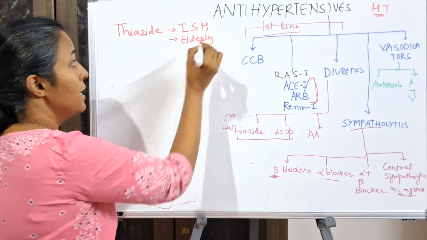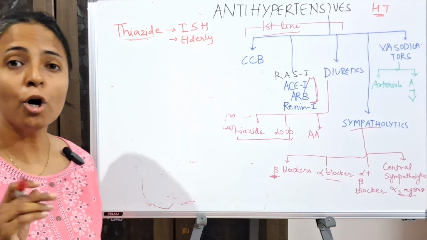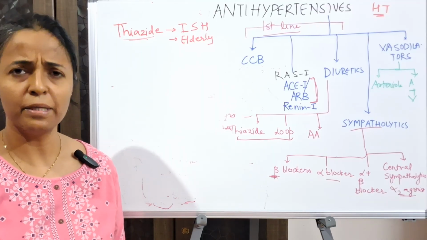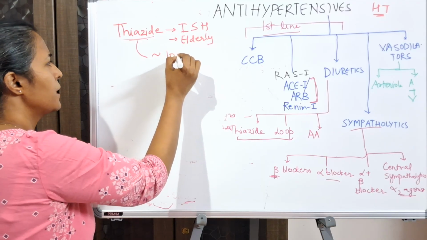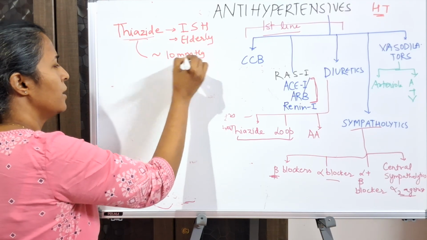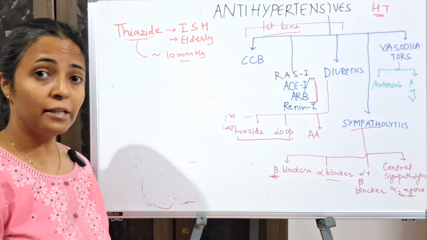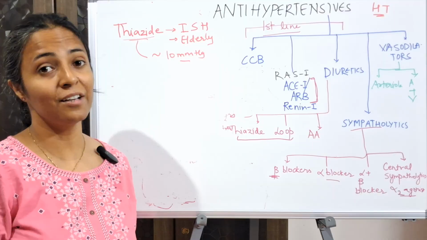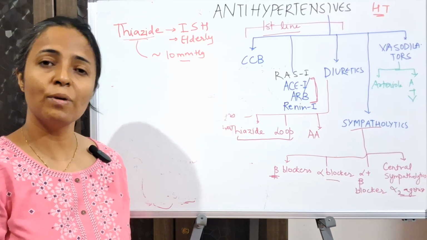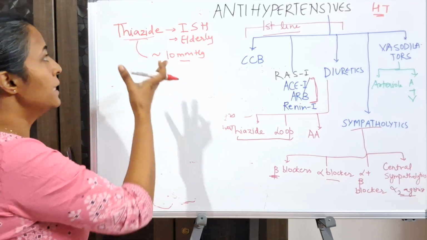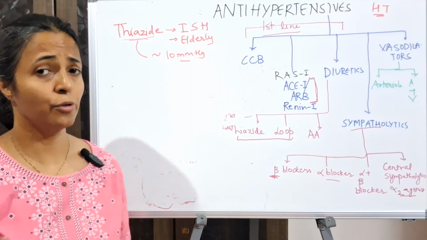Now remember, these thiazide diuretics are again helpful in isolated systolic hypertension, helpful in the elderly. Then remember one thing, the thiazide diuretics are moderate antihypertensives. That means when we give these drugs, they generally reduce blood pressure by approximately 10 millimeter mercury. So if there is a severe hypertension, can we give thiazide diuretics? No, we cannot give them as a single drug. If given, they have to be combined with other drugs, because they don't reduce blood pressure too much by themselves, approximately 10 millimeter mercury only.